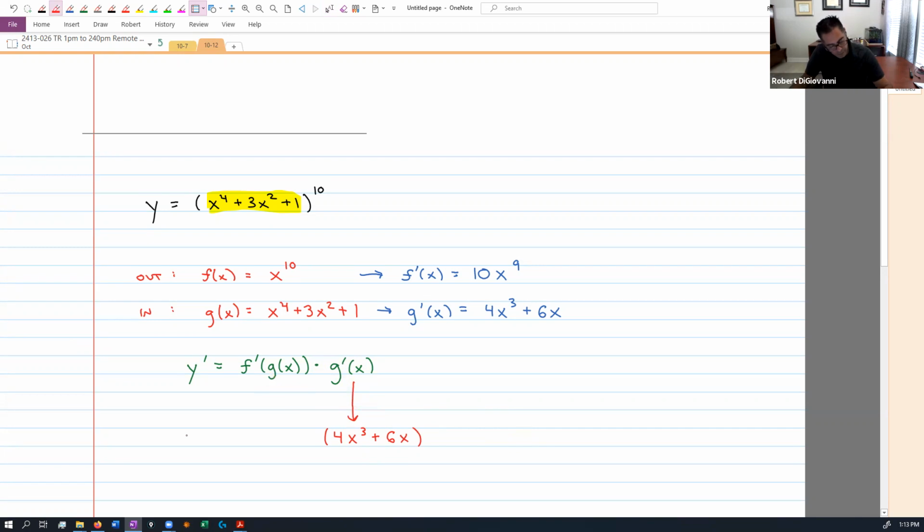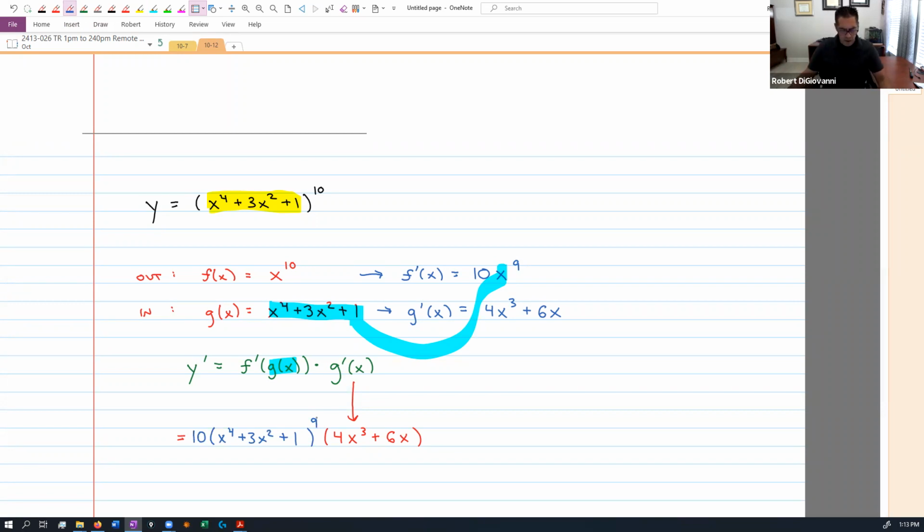Now the tricky part. What I need to do is take the derivative of f, which is this function, but instead of plugging in x, I'm going to plug in g, right? So this thing gets plugged in right there for that x. So I'm going to write down 10. And then all of that stuff, which is x to the 4th plus 3x squared plus 1. But then don't forget, you've got to raise that to the 9th power. That's your derivative.